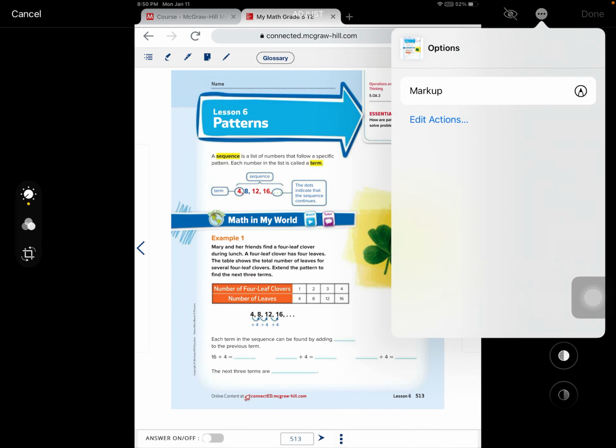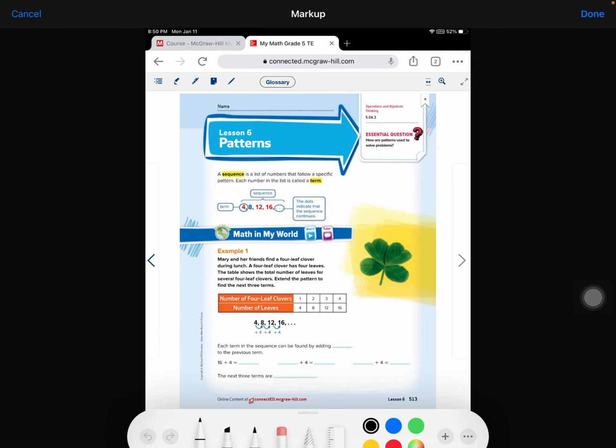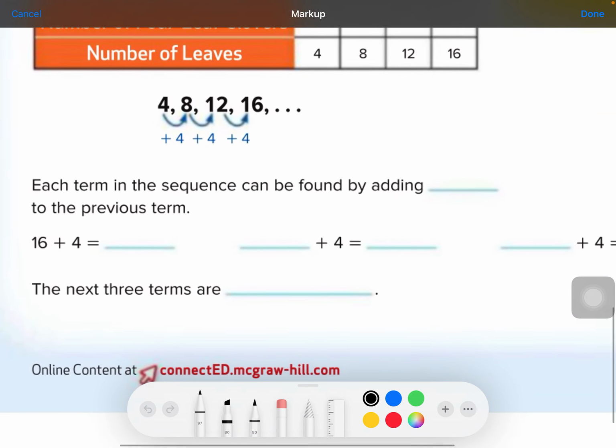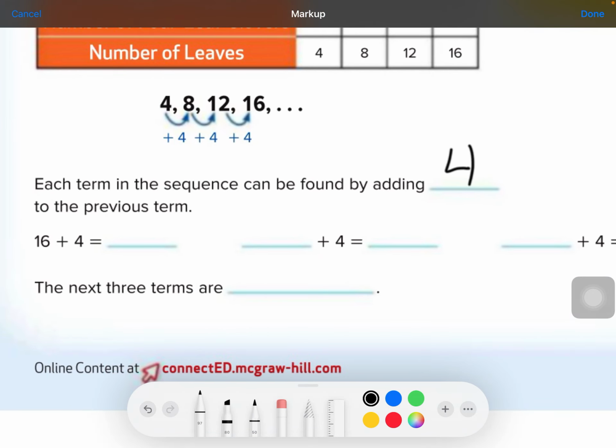And it helps if I have my markup on. There we go, that's much better.